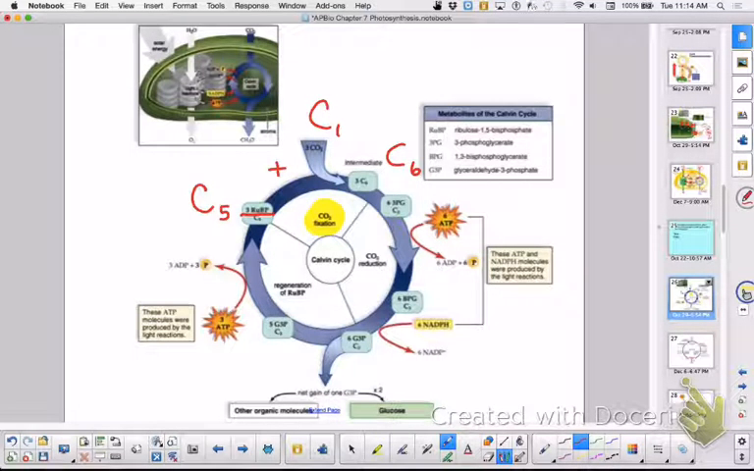3 C5 plus 3 C1 makes 3 C6. That's the hardest part of your next song. Okay, that's the hardest part right there. Okay? All right. Now, when you form the C6 molecule, it is very unstable. So it breaks in half, each one. And we are going to have three of these and three of these just for accounting purposes. Okay, and we will have three of these as a result.